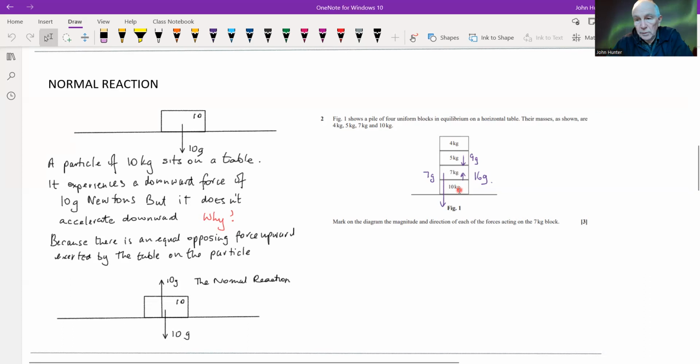Again, it's in equilibrium, so there must be a force of 16g acting upwards from this surface onto the 7 kilogram block. So that balances it out. We've got a total of 16 downwards, and therefore a total of 16 upwards. So that is the idea of normal reaction.